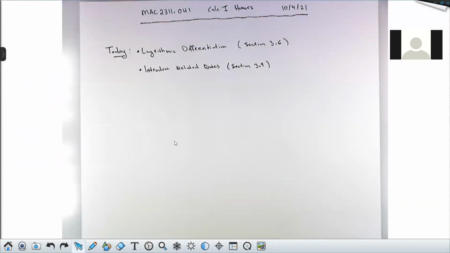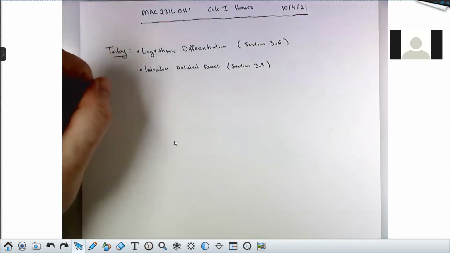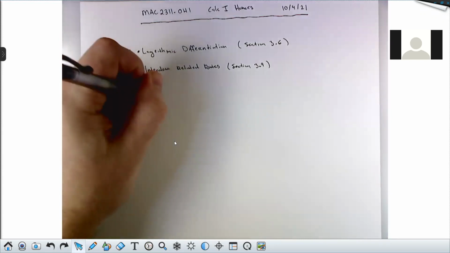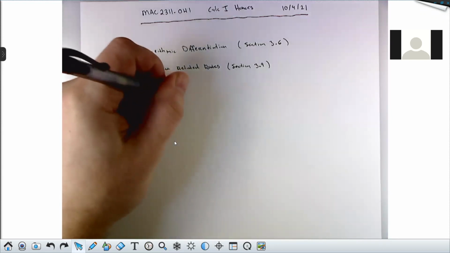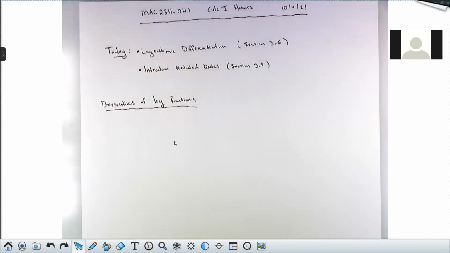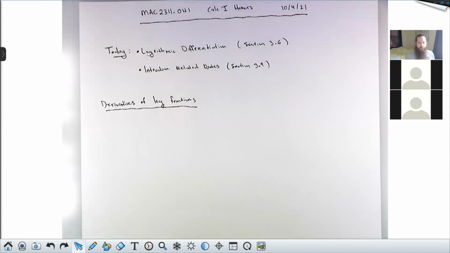So, logarithmic differentiation. For logarithmic differentiation, we've got to start out by learning how to differentiate logarithms. And then there's this really cool trick to differentiate big nasty expressions by first taking the log. I think you'll find that quite cute. It's actually really nice. But in order to do any of that, we need to know how to differentiate the log function. So let's do it. The trick is implicit differentiation.